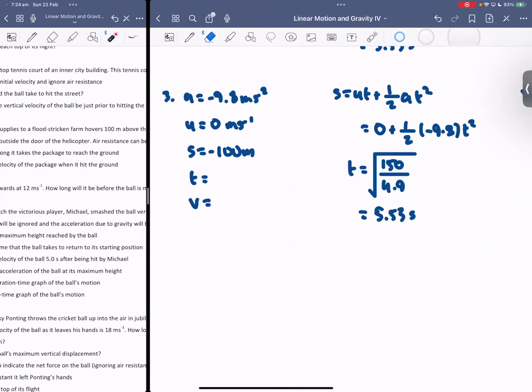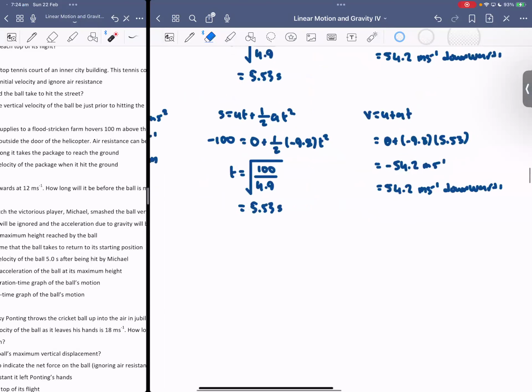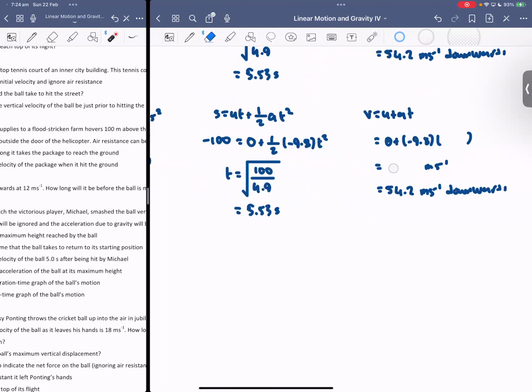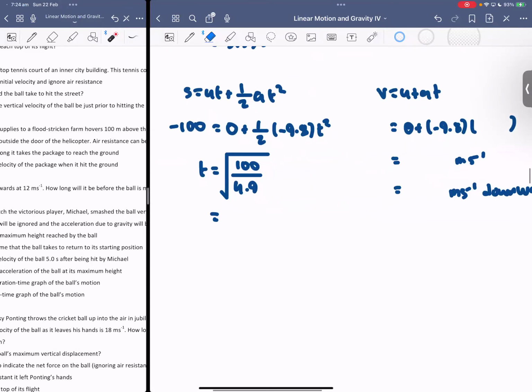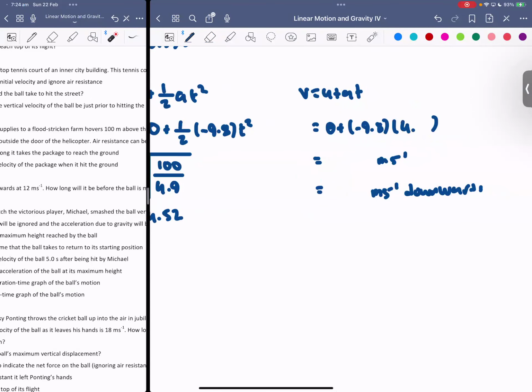So S this time is negative 100. So T is 100 divided by 4.9, and then what's the time taken? Anybody? Time taken? 4.52 seconds. Perfect. And then keep that answer exact. Ideally, guys, keep it exact in your calculator.